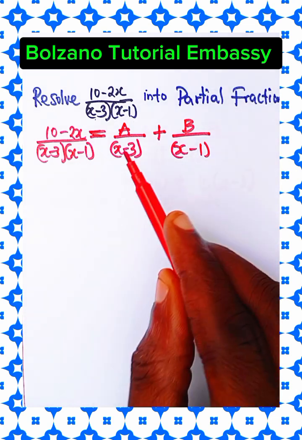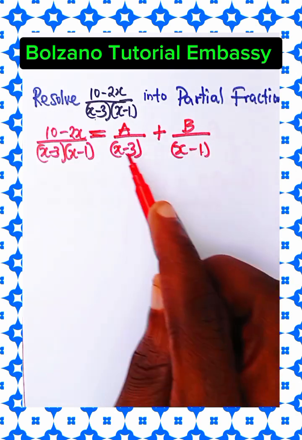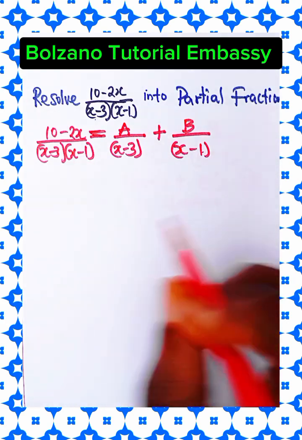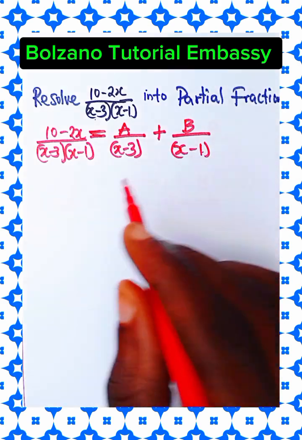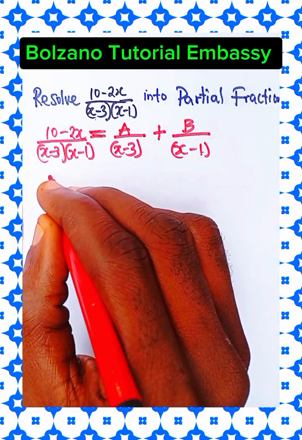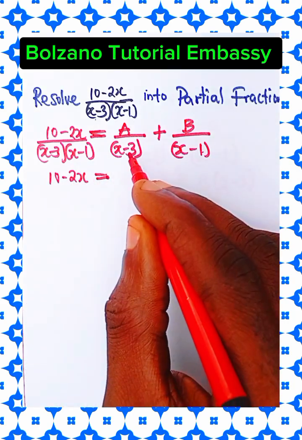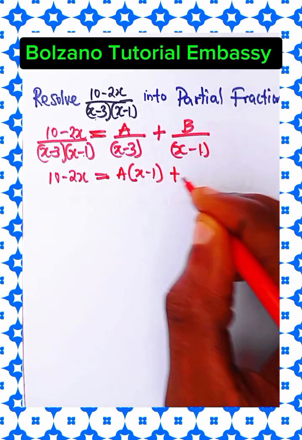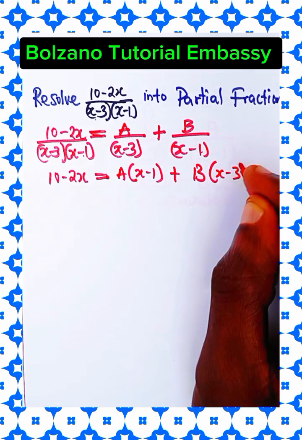Now, the next thing we do, we are going to clear these denominators. For us to achieve that, we use the common factors here, or the LCD. So multiply through by the lowest common denominator, which is (x minus 3)(x minus 1). When you multiply by (x minus 3)(x minus 1), it will cancel this. So we're going to be having 10 minus 2x equal to, the x minus 3 from here will cancel this, leaving us with a times (x minus 1) plus b. Then the x minus 1 cancels this, and we're going to be having x minus 3.